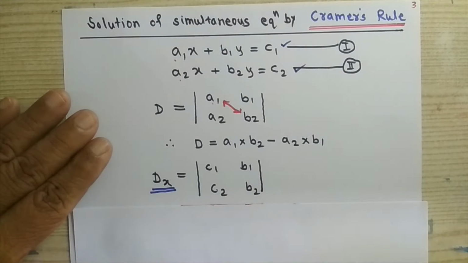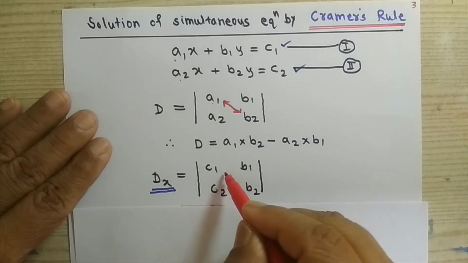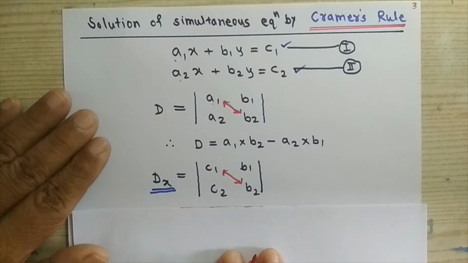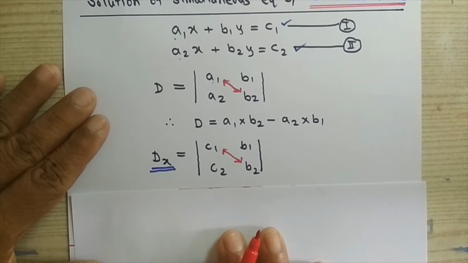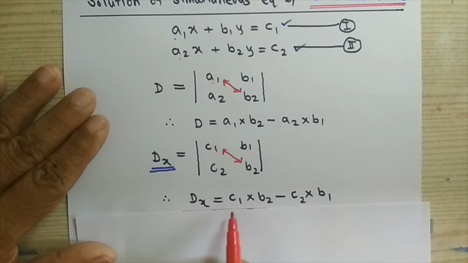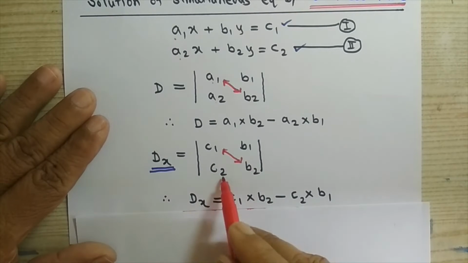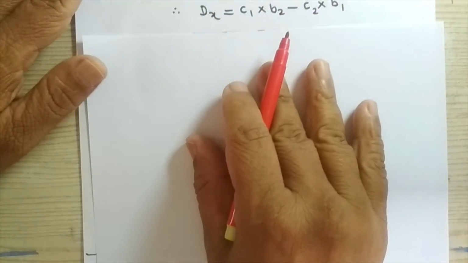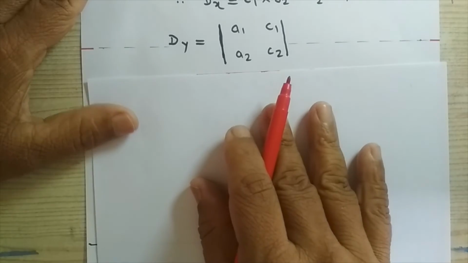Now we can find the value of that determinant. This cross first, and the remaining we have to subtract from that one. See here, Dx is equal to c1 into b2 minus c2 into b1. Okay, next determinant Dy.